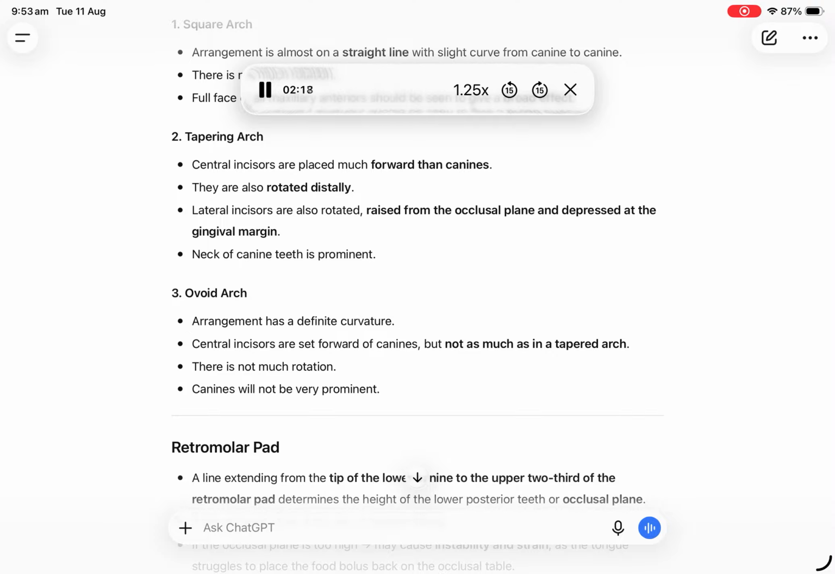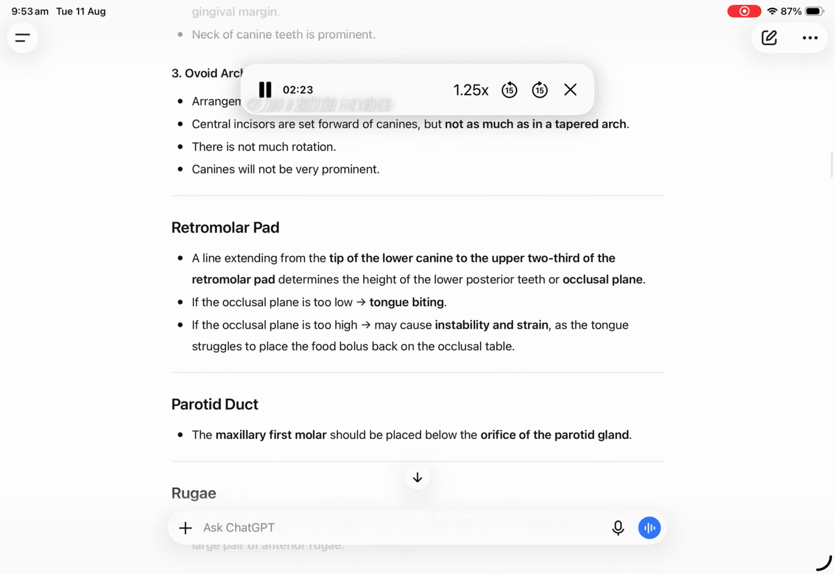Retromolar pad. A line extending from the tip of the lower canine to the upper 2/3 of the retromolar pad determines the height of the lower posterior teeth or occlusal plane. If the occlusal plane is too low, it causes tongue biting. If the occlusal plane is too high, it may cause instability and strain, as the tongue struggles to place the food bolus back on the occlusal table.